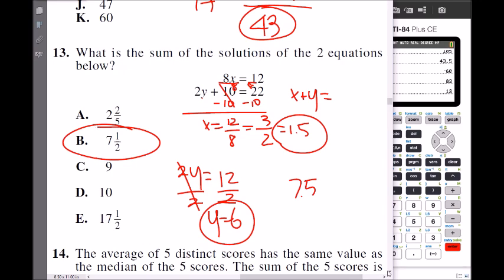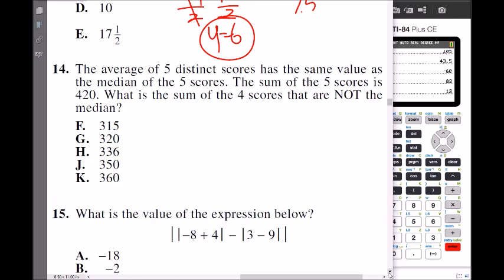14. The average of 5 district scores has the same value as the median of the 5 scores. There are 5 numbers, and when you add all these numbers and divide by 5, that is the same as the mean, the middle number. So this is the median and also the average, right? Average means the mean. All right, so the sum of the 5 scores is 42. What is the sum of the 4 scores that are not the median?